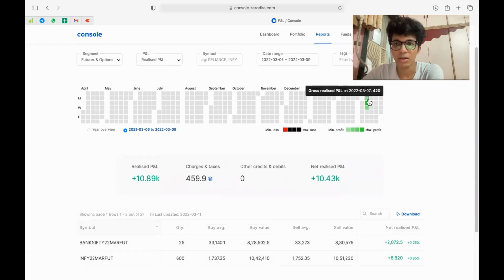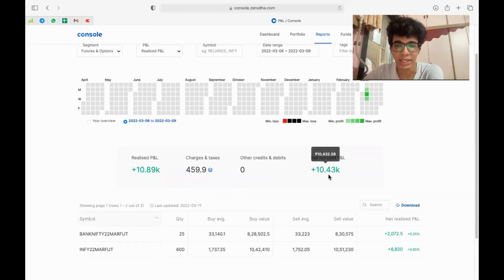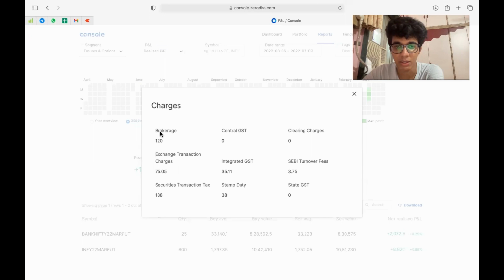And combining these 3 days, we were able to get 10,400. And this figure is something I really like. Why? Because if you look at realized PNL and charges and taxes, in case you are wondering what the breakdown is, this is the breakdown. Brokerage is 120 rupees per transaction. There's GST, there's SEBI turnover, there's stamp duty, and there's STT, something that just gets you a lot. It's a little painful, but this is the breakdown.